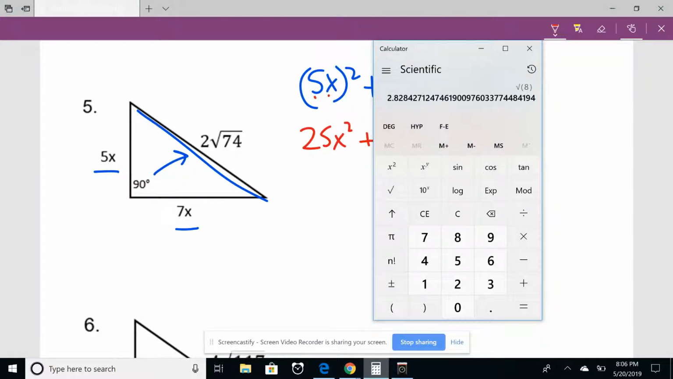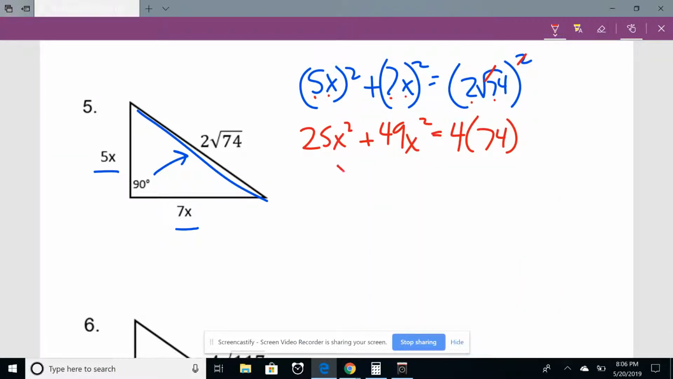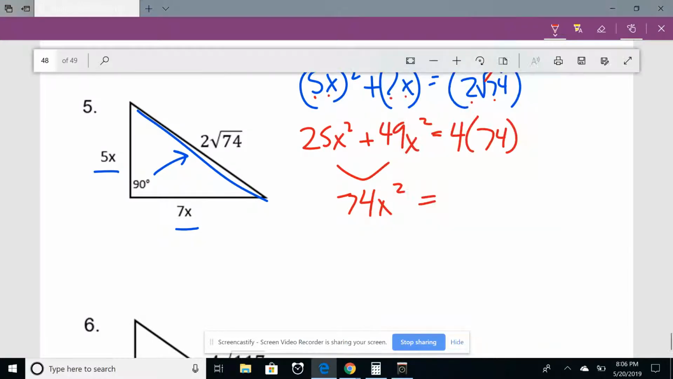So, combine like terms, 25 plus 49, I should have 74. I know that off the top of my head. I don't know why I did that. 74x squared equals 4 times 74. Well, actually, it's 296.